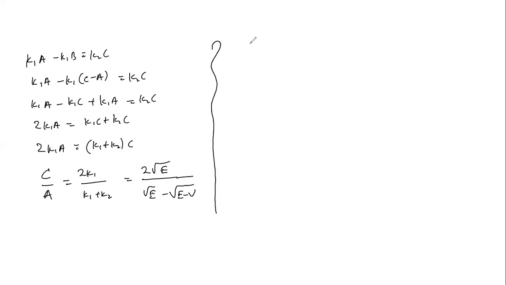So you will observe that b over a and c over a are the ratios of the complex amplitude of the reflected and the transmitted wave to the incident wave.